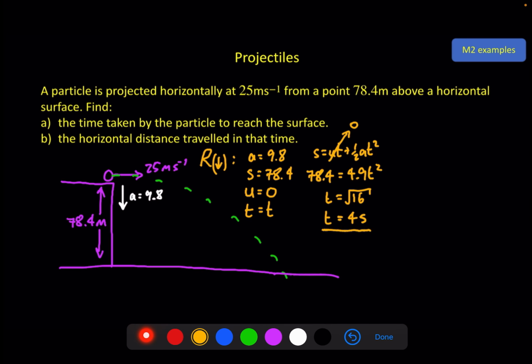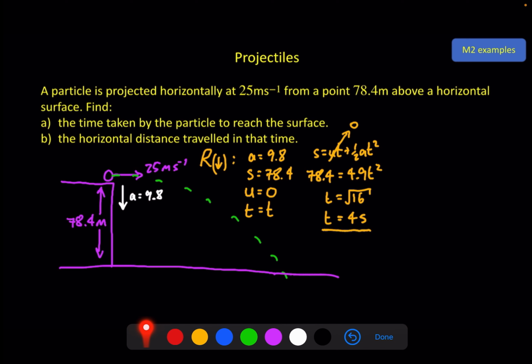Part B. Find the horizontal distance travelled in that time. Now, I've said that the horizontal and the vertical motion are completely independent, but I hope it's obvious that the time taken is one thing that they do share. So the time it takes for the particle to move vertically 78.4 meters, i.e. to get here vertically, is the same time it takes for the particle to move here, however far it's moved horizontally. The other information we have horizontally is 25 meters a second to the right, and the acceleration horizontally is 0.